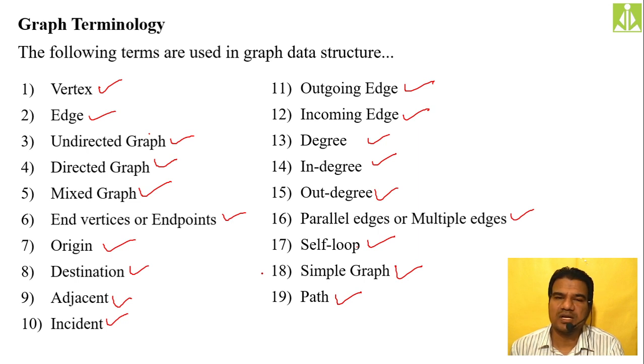These 19 terms we are basically going to use when we are studying these graphs. Graphs will hardly take 2 classes, not more than 2 classes. In today's class, we'll complete all these terminological terms. In tomorrow's class, we'll see what is breadth first search and what is depth first search. With that, we conclude the graphs concept.